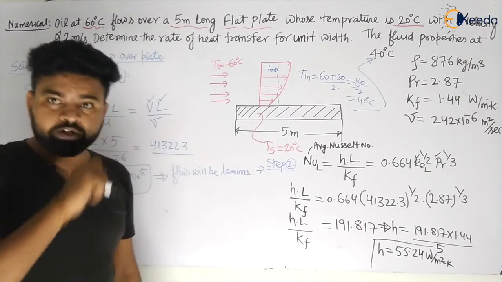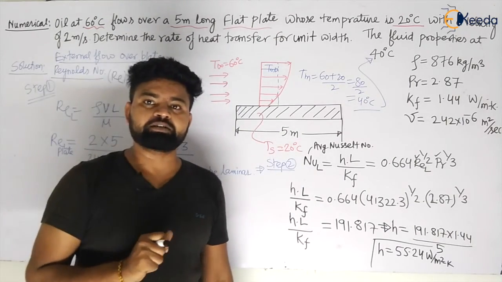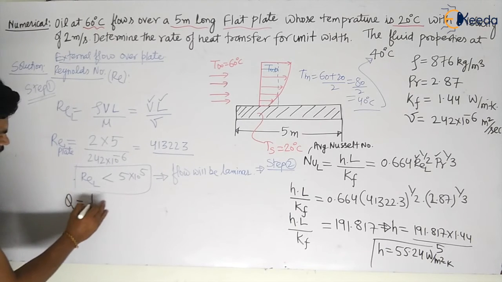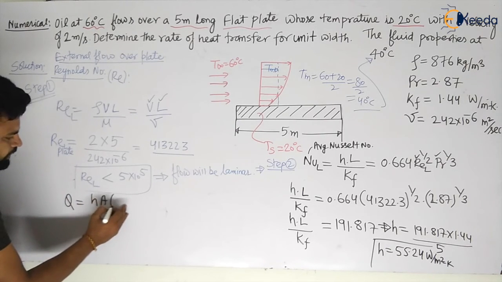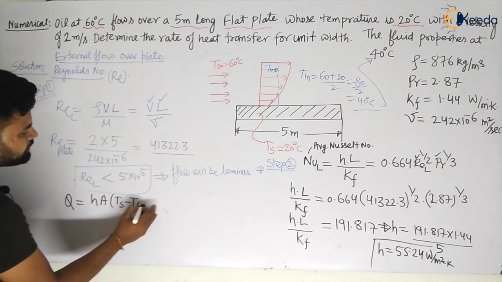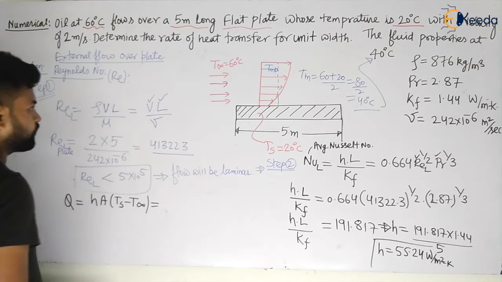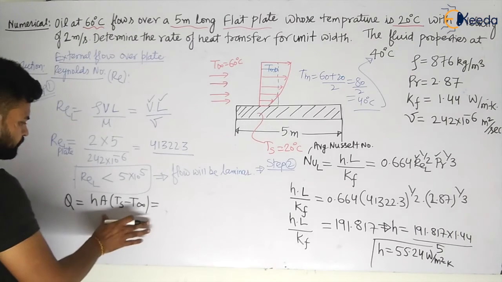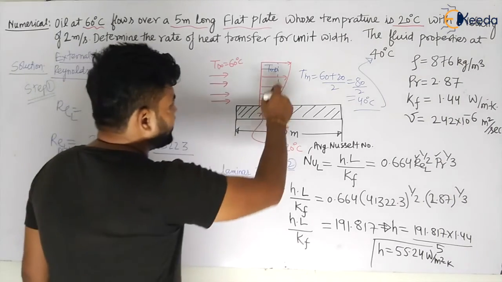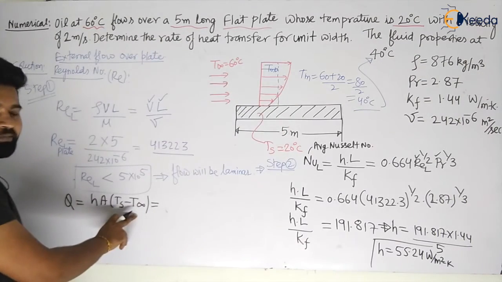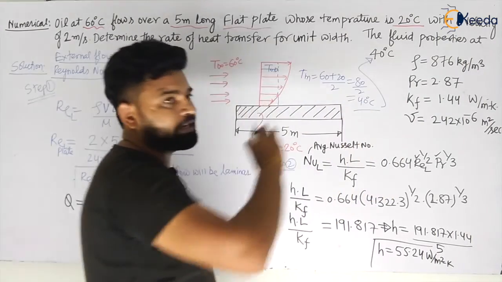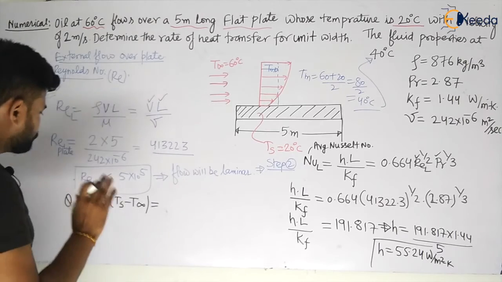So let us calculate the heat transfer now. Heat transfer is given by hA into Ts minus T infinite, that is surface temperature minus T infinite. I am not considering the mean temperature here. That was only for the calculation of the properties, my dear students.